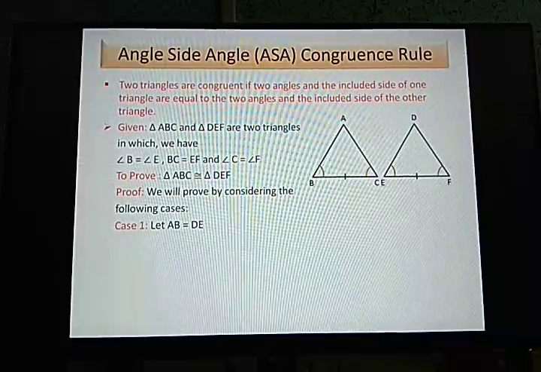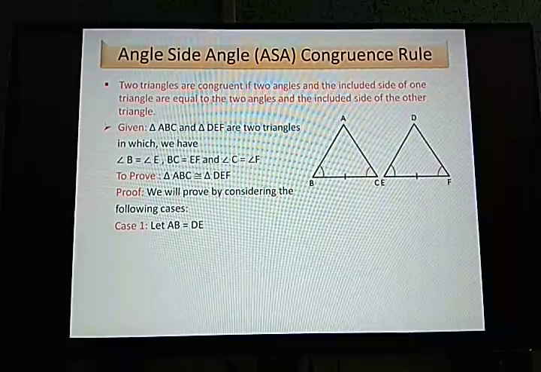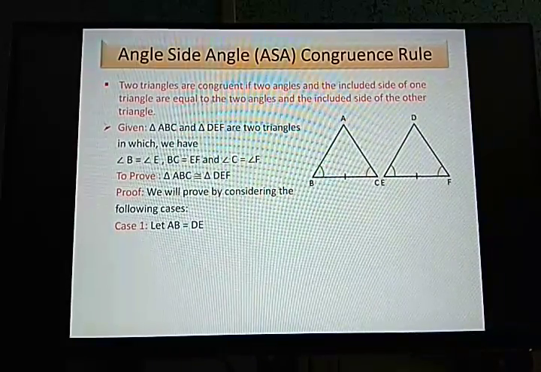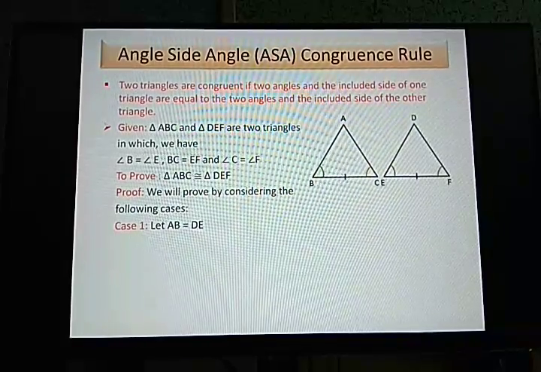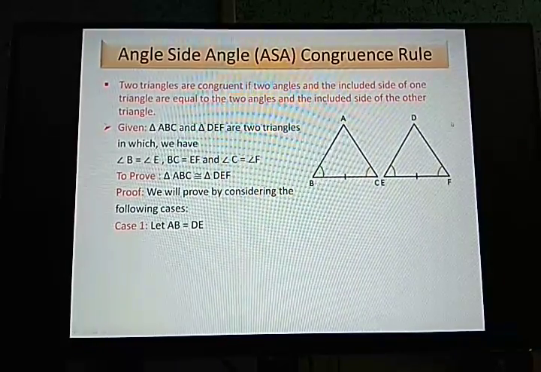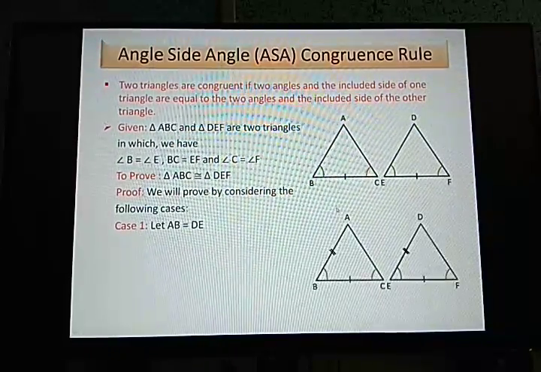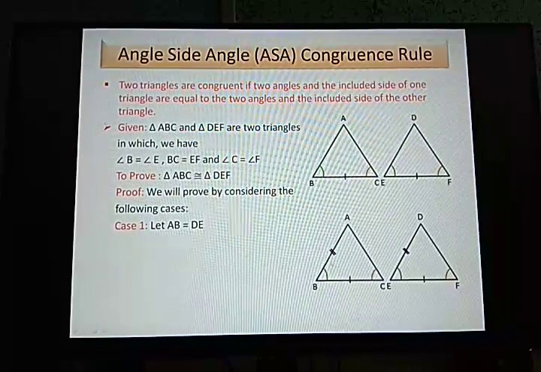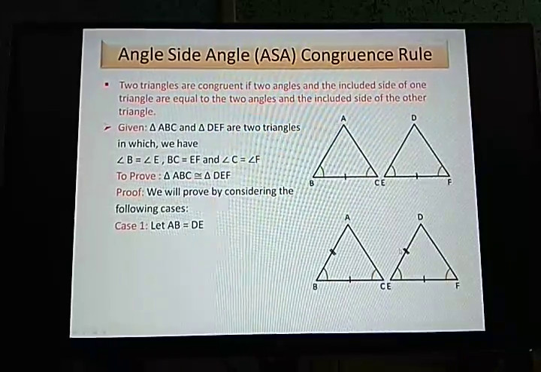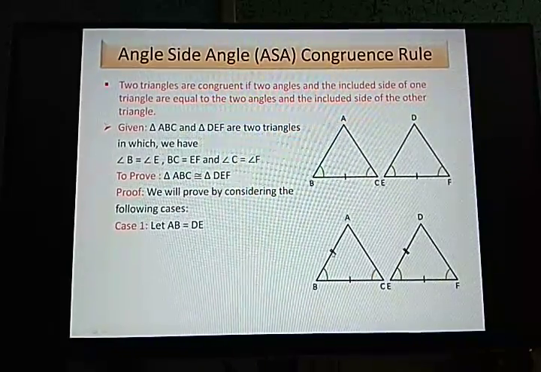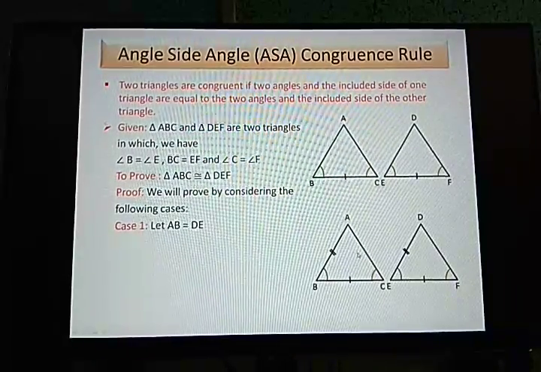Now this is assumed. We have just assumed that side AB is equal to DE. We don't know actually. It is just like a consideration, you can say. So we have considered let AB equal DE. So you can see here the sides AB and DE we have considered to be equal. In the diagram you can see this side AB and DE are equal, so we have marked it by 2 dashes. You can see here 2 lines are used, so it indicates that this side is equal to this side. Clear?